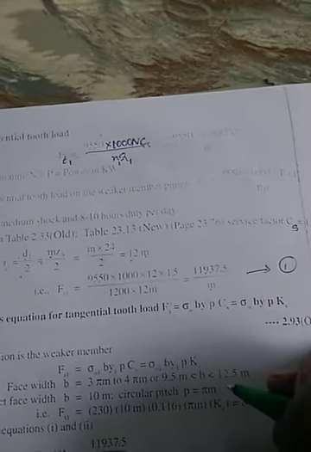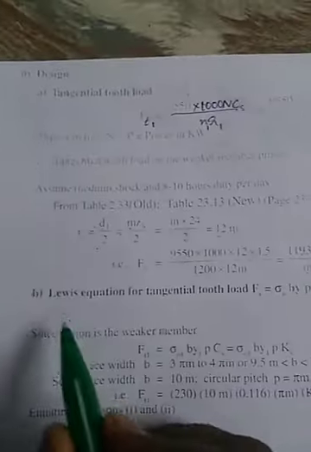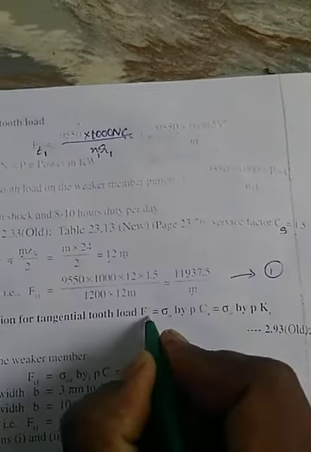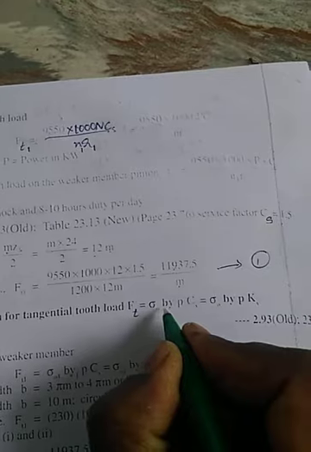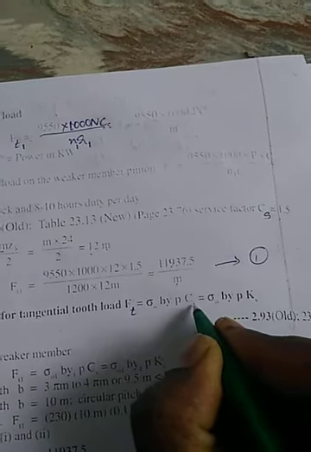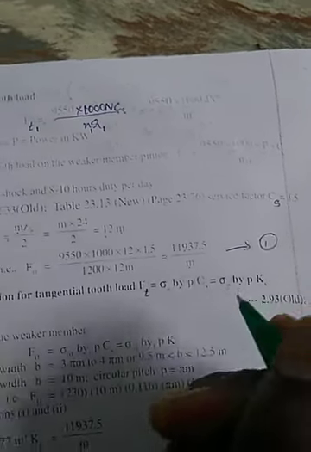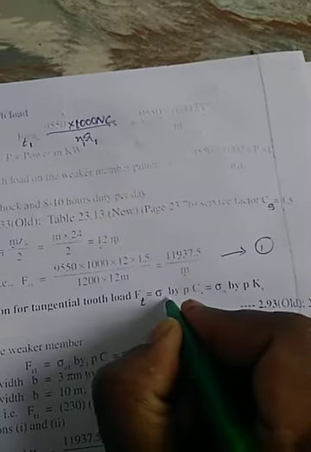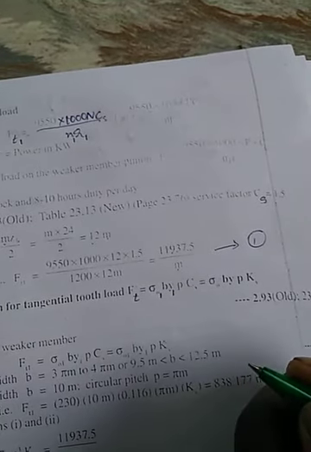It is the same procedure as the previous problem. Next we are going to consider Lewis equation, that is Ft is equal to sigma naught b y p into Cv or Kv. Now we got the pinion as the weaker, so we will take sigma naught 1 and Y1.